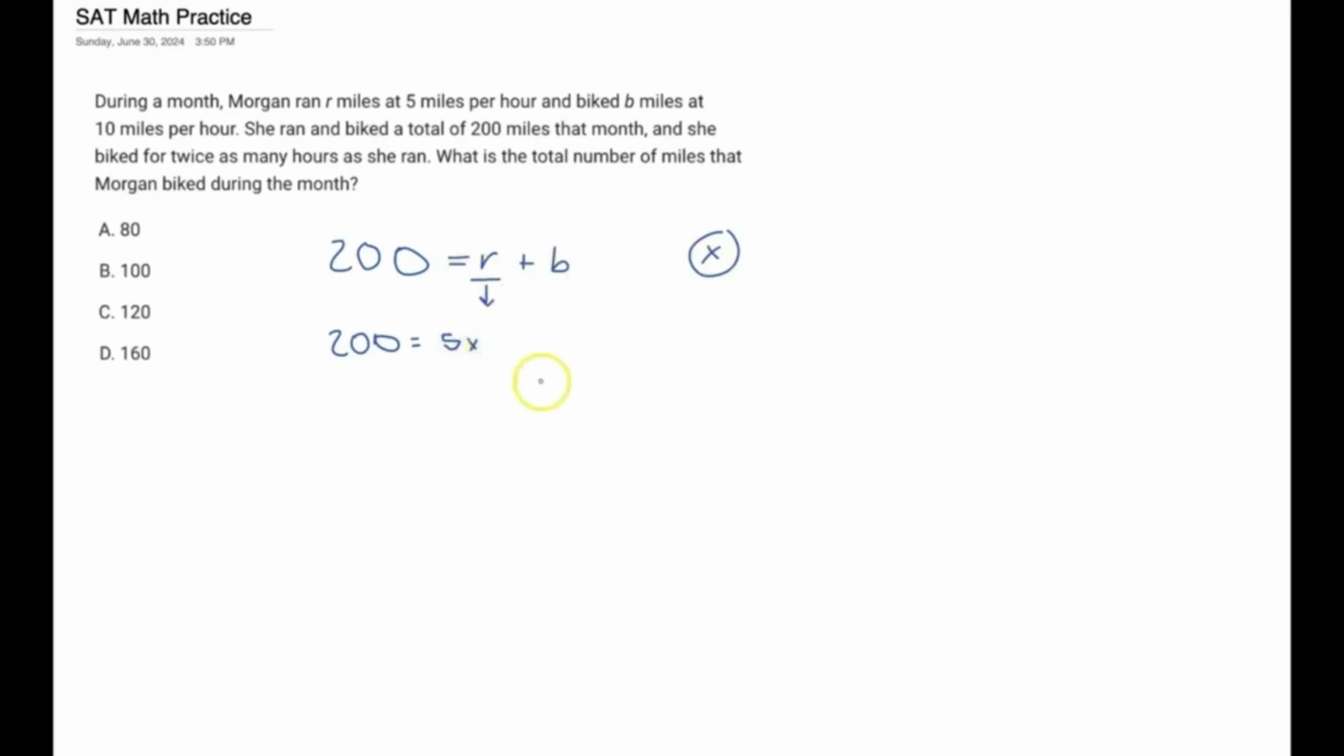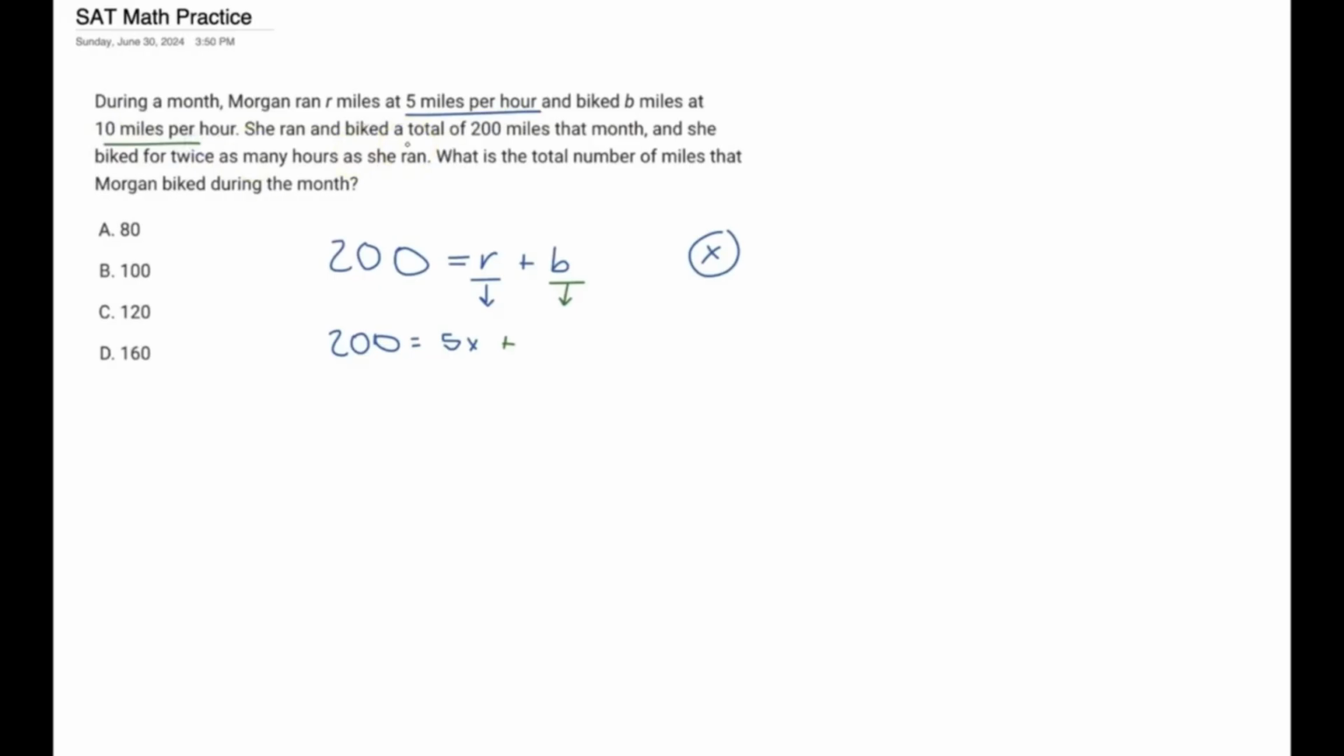So if she spent 2 hours running, it would be 2 times 5, and that would check out. If she ran for 2 hours at a rate of 5 miles per hour, she's going to run a total of 10 miles. Now, if we look at biking, that's a different story. Why? Well, first off, her rate is different. Instead of going at 5 miles per hour, she's going at 10 miles per hour. So it really doesn't matter whether she's running or biking, it's only the speed that changes.